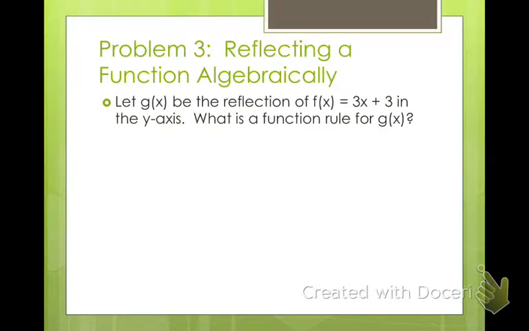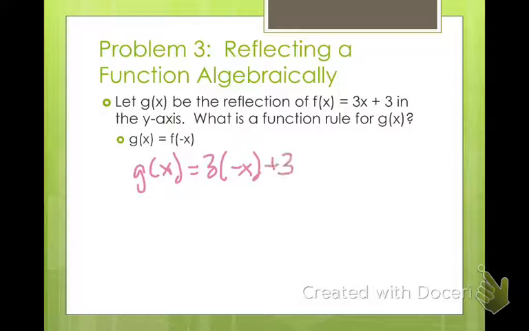So let's take a look at these. So let g of x be the reflection of f of x equals 3x plus 3 across the y-axis. So what's the general function rule for g of x? Do you remember when we reflect across the y-axis, we're going to change just our x values. So g of x equals 3 times negative x plus 3. So you just write that as negative 3x plus 3. So you see only the x value changes, just the value of x.